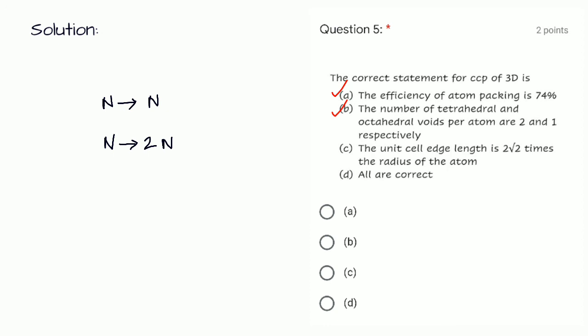That's why I told you to read the question properly, because sometimes the question will be in a twisted form. Some tricky questions may come, so you have to read the question properly. The third option is that the unit cell edge length is 2 root 2 times the radius of the atoms. So this is also right, and you can find this in the calculation of the packing efficiency part. So options A, B and C are all correct. So option D, which is all are correct, is the correct option. Understand? So option D is correct.